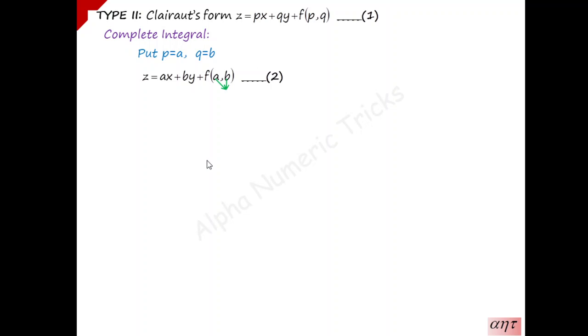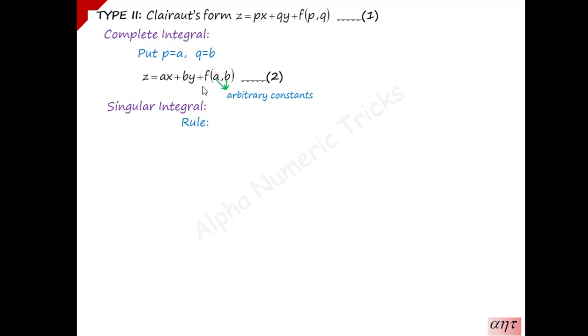Here a and b are arbitrary constants. Now we have to find the singular integral for this type 2 problem. As usual, to find the singular integral, you have to differentiate the given complete integral with respect to the available arbitrary constants. Here we say available arbitrary constants because in the previous type 1 problem, according to our substitution, the arbitrary constants were a and c, but here in type 2 problem a and b are the arbitrary constants.